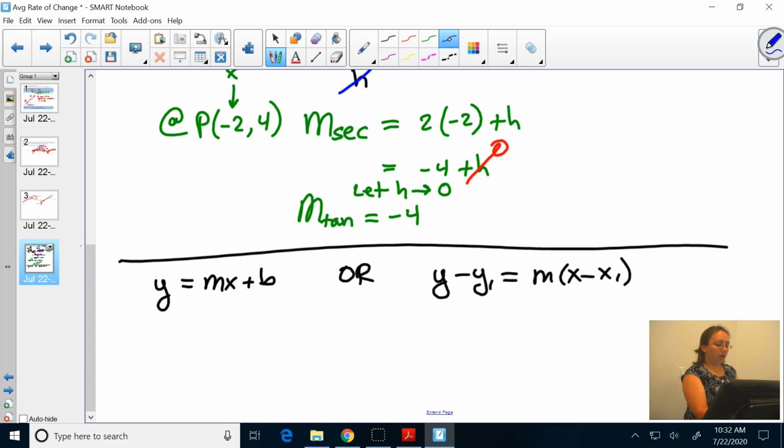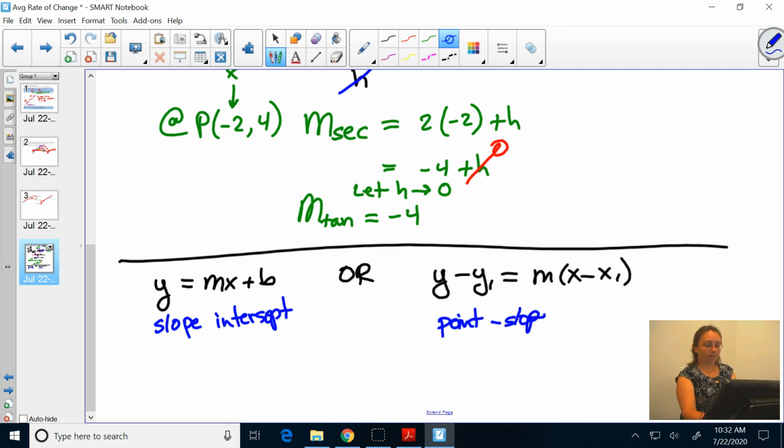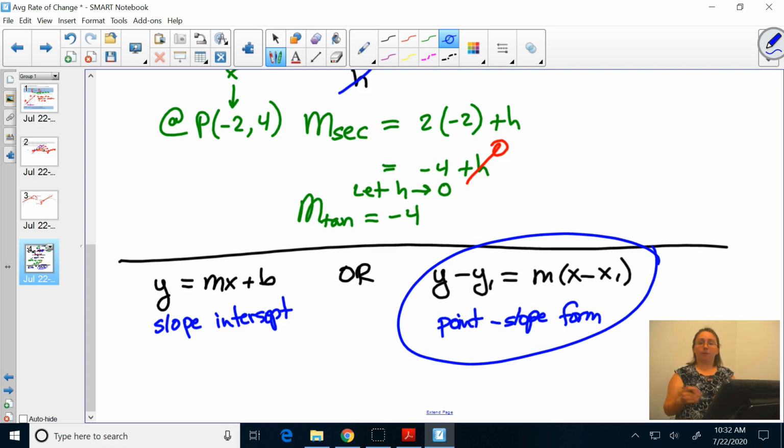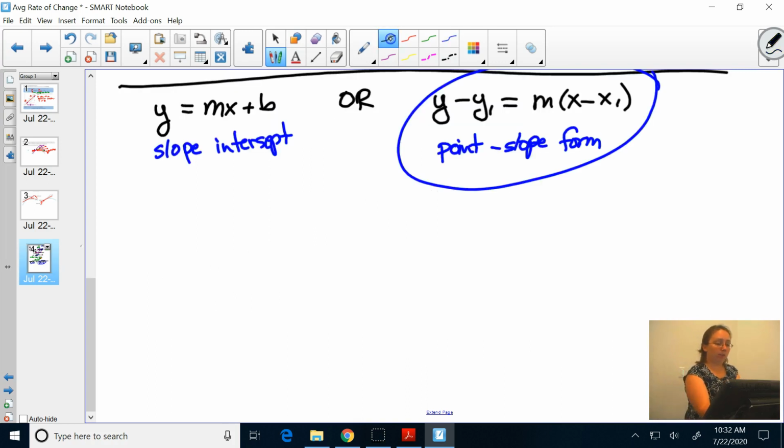The first one is called the slope-intercept form, which requires you to know your y-intercept, or you plug in your point for x and y and solve for your y-intercept. The second one is called the point-slope form. This one is my favorite. I prefer it because you plug everything in and you work it out from there. You can do either one, they both will get you your answer, but I'm going to do the point-slope form.